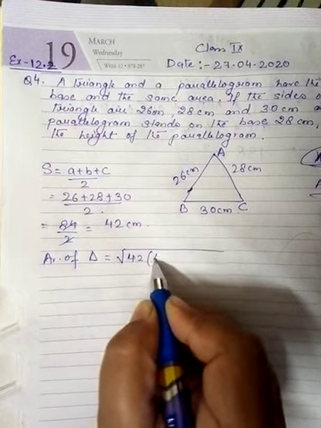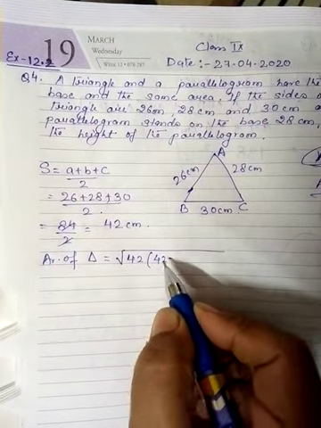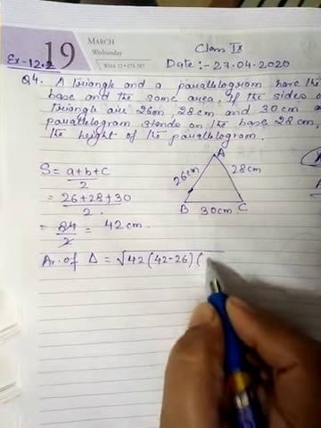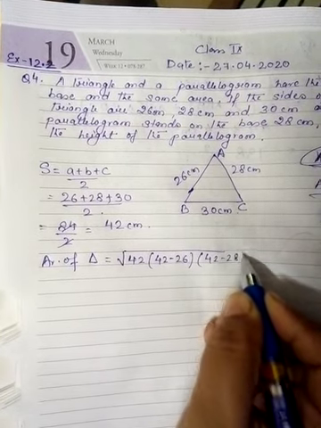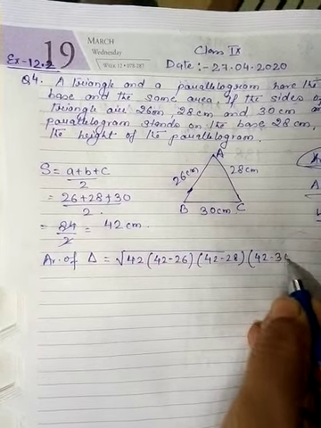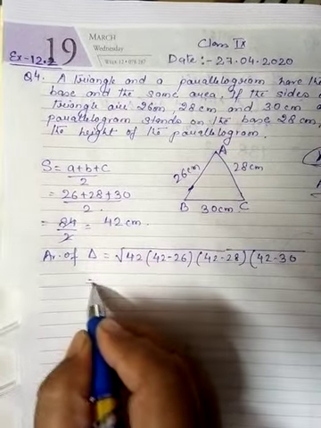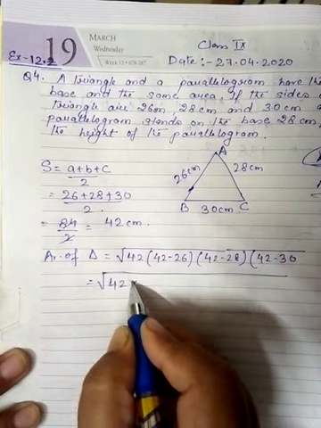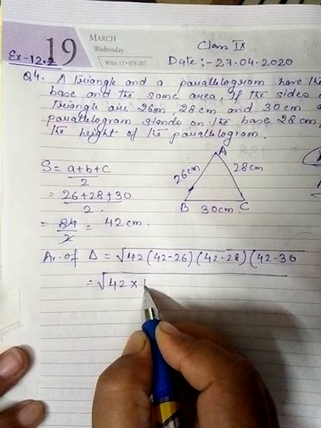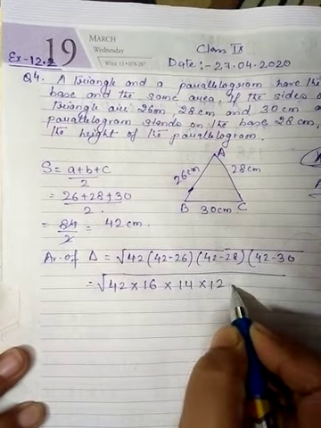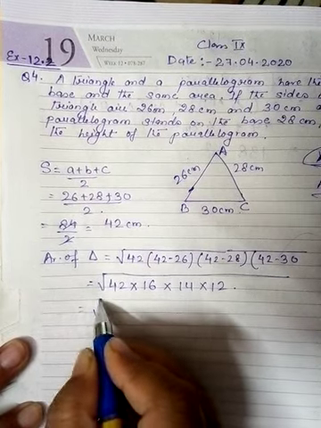42 minus a, that is 26, then 42 minus 28, and then 42 minus 30. So this can be written as 42 into 16 into 14 into 12. Now I'm going to find the factors of all these.